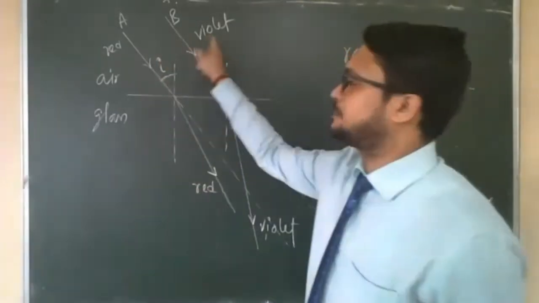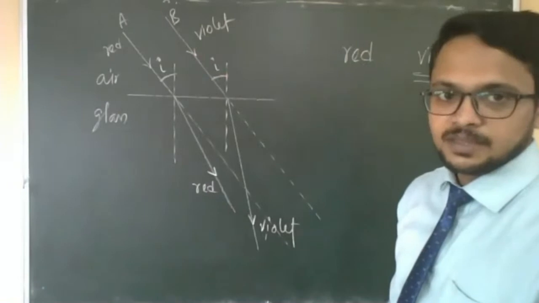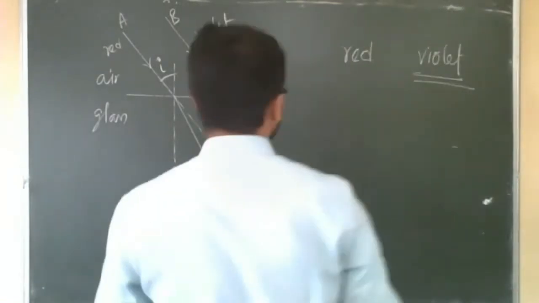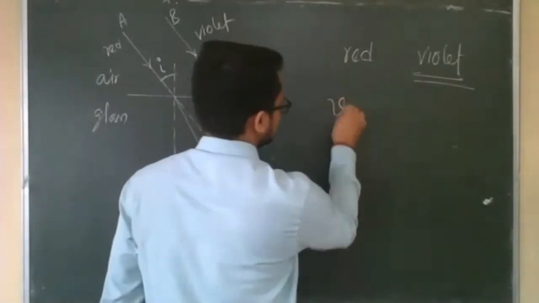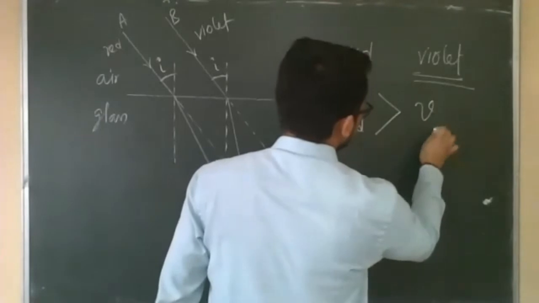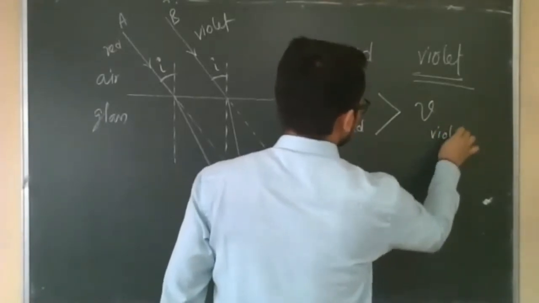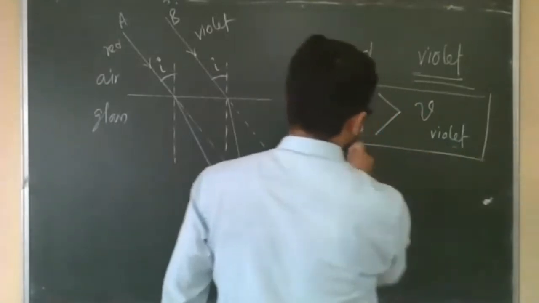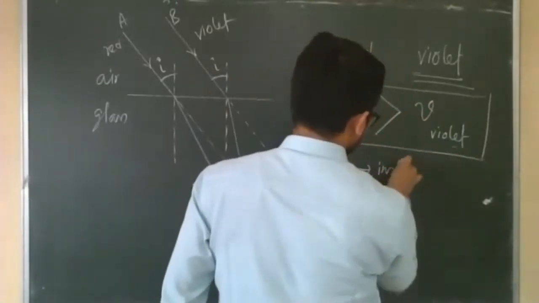In air, their speed is the same. In glass, for which color will it be more? In glass, it will be more for red color. So the speed for red is more than the speed for violet inside glass.